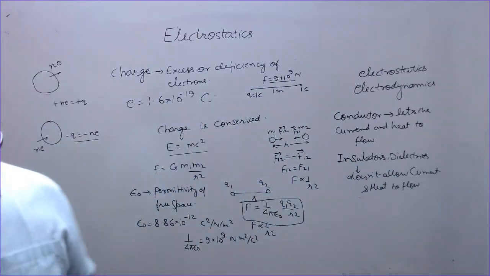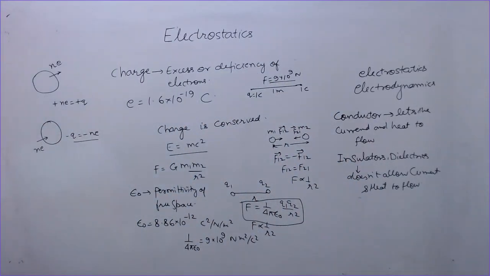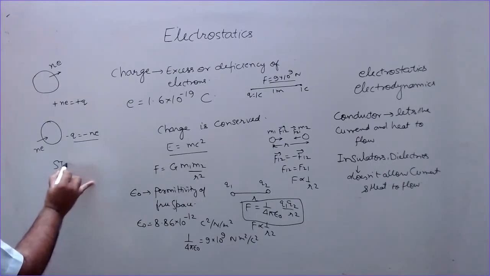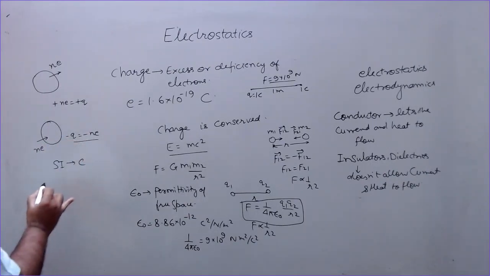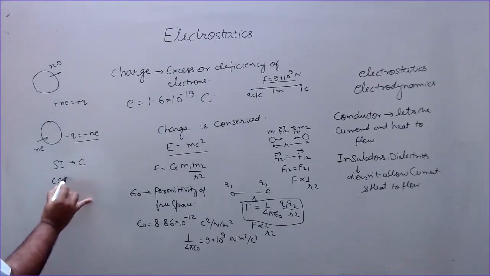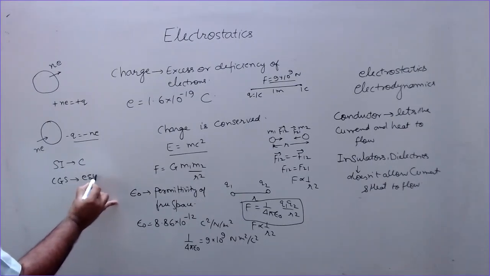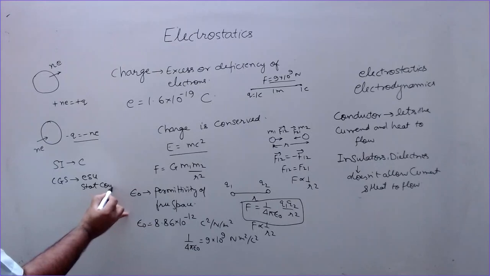This is the unit of the charge. The SI unit of the charge is coulomb, whereas the other unit, the CGS unit, is the electrostatic unit, ESU, also known as stat coulomb.